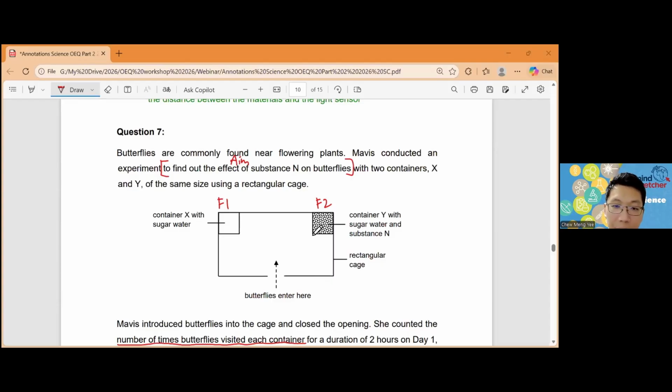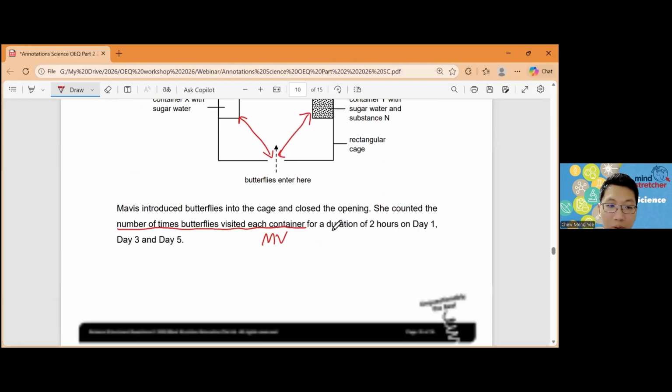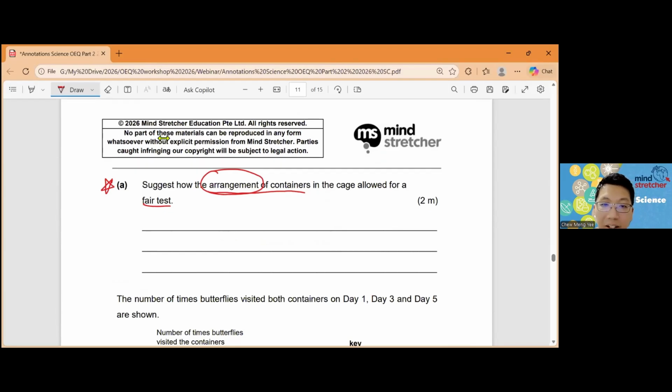So we are keeping the distance the same. The distance between the entrance, the entry point, and the containers. So you mentioned what you are keeping the same. We are keeping the distance to the containers the same. So the containers will be placed an equal distance from the opening. That is your first mark.